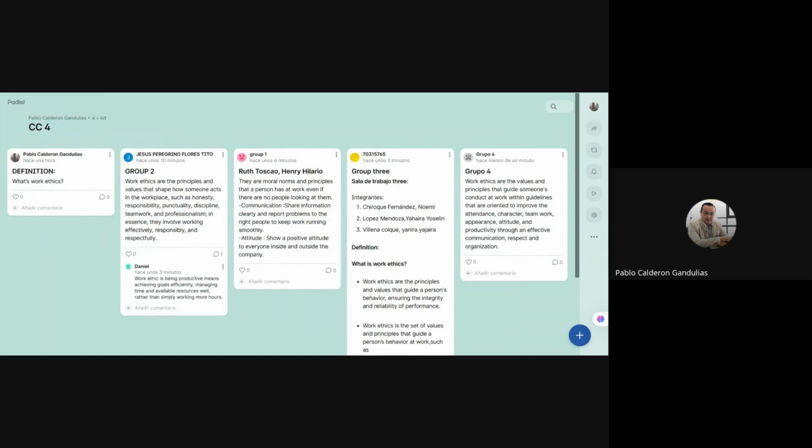And group number 4, work ethics are the values and principles that guide someone's conduct at work within guidelines that are oriented to improve the attendance, character, teamwork, appearance, attitude, and productivity through an effective communication, respect, and organization. Okay, excellent. Very well. Thank you very much to share with us your work.